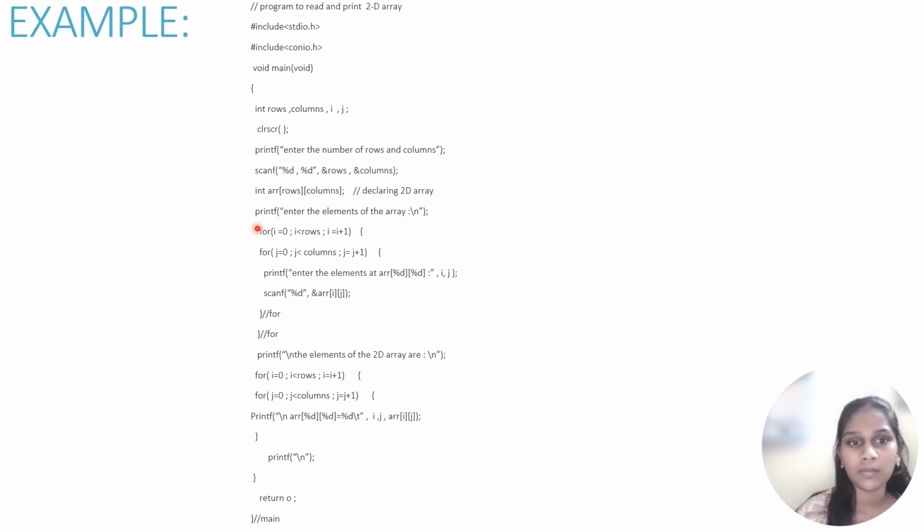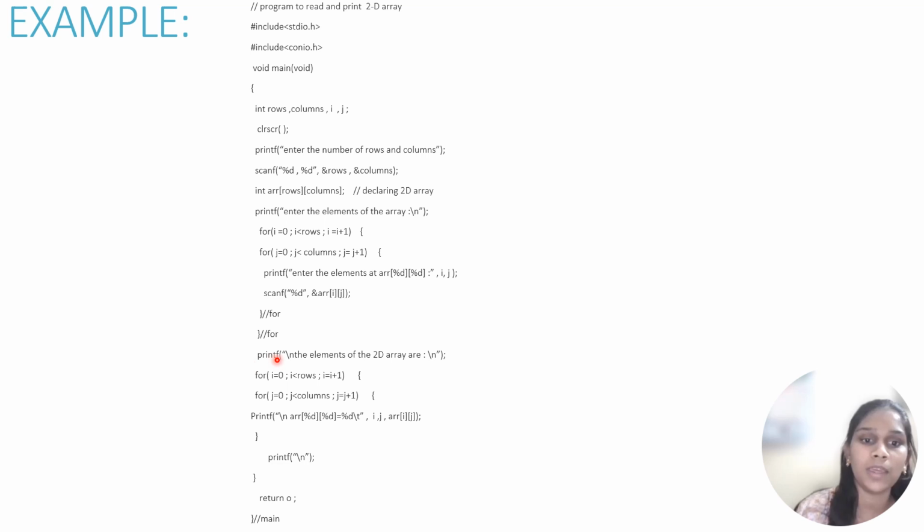Next statement will be printf, enter the elements of the array. Here for loop starts for the rows and columns. In the for loop, the statements will be printf, enter the elements at array[%d][%d]. In this scanf, it will read the values of array[i][j], and the for loop closes here.